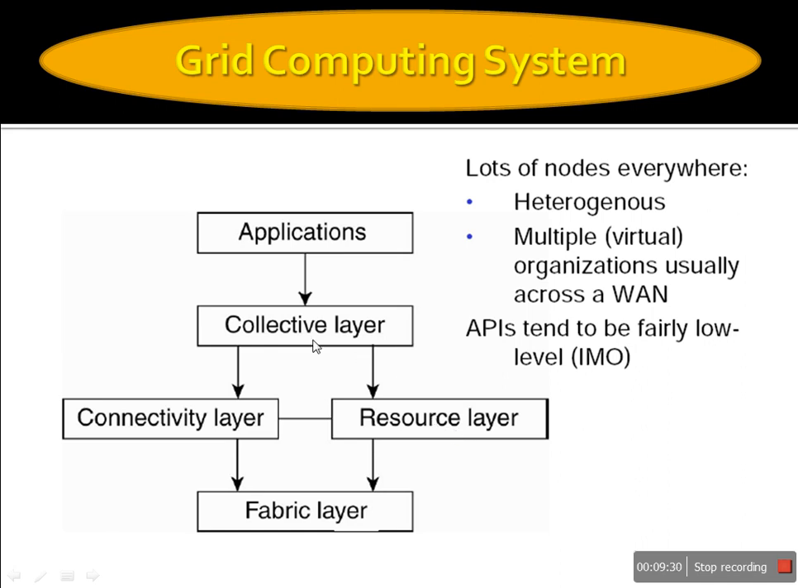And next is collective layer. It deals with handling access to multiple resources and typically consists of services for resource discovery, allocation and scheduling. Last is application layer. It consists of applications that operate within a virtual organization and which make use of the grid computing environment.